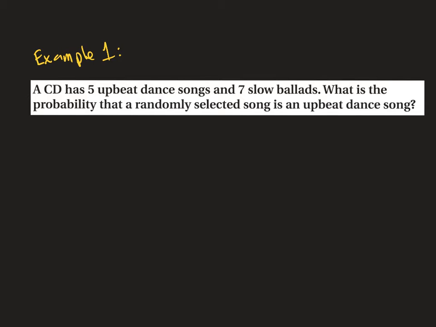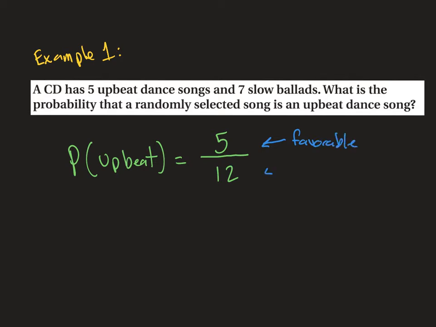Okay, now remember we're making fractions, so the way we're going to write this problem out is we're going to start by writing our probability notation, P of the thing that we're looking for. We're trying to see if the song is upbeat, so P of upbeat. And on top of our fraction, we need to count the number of upbeat songs. There are 5. And then on the bottom of the fraction, we need to write down the total number of songs in our sample space. So together, the upbeat and slow ballads, 5 plus 7 equals 12. And so this is our probability, 5/12. Remember, the favorable or upbeat songs go on top, and the total in the sample space goes on bottom.